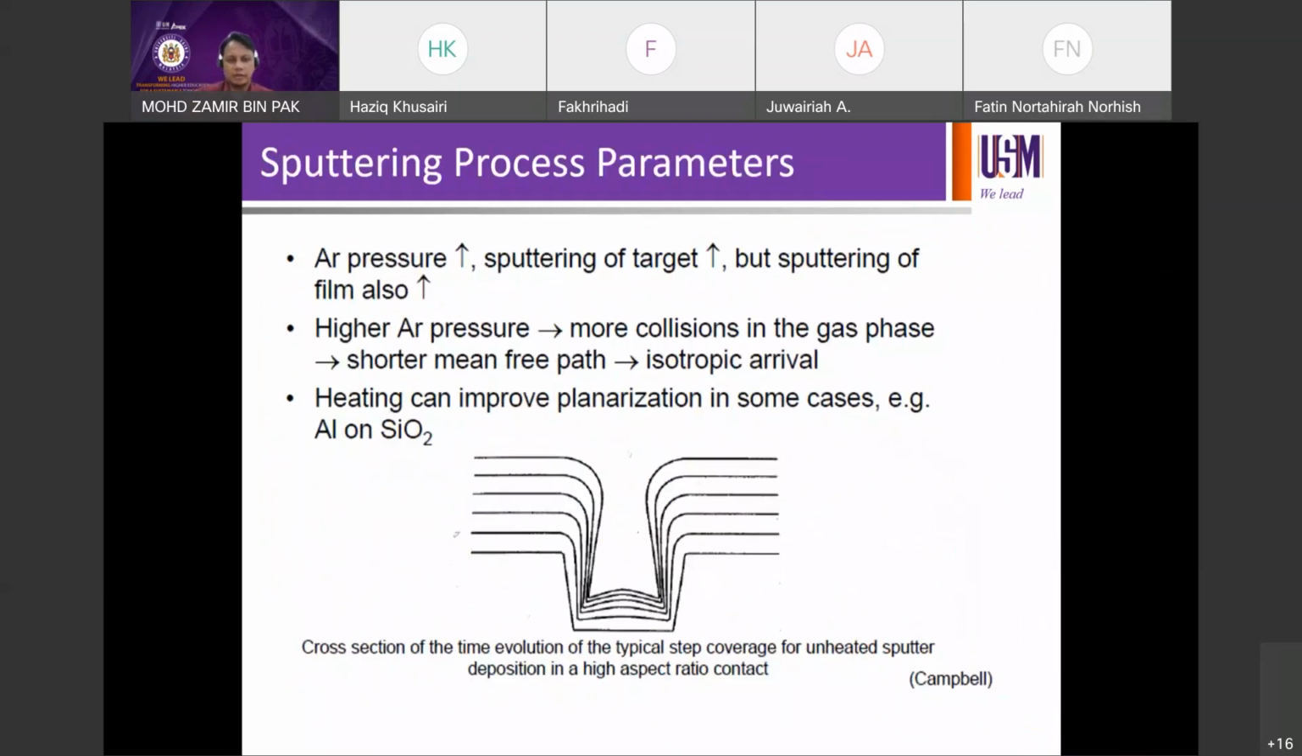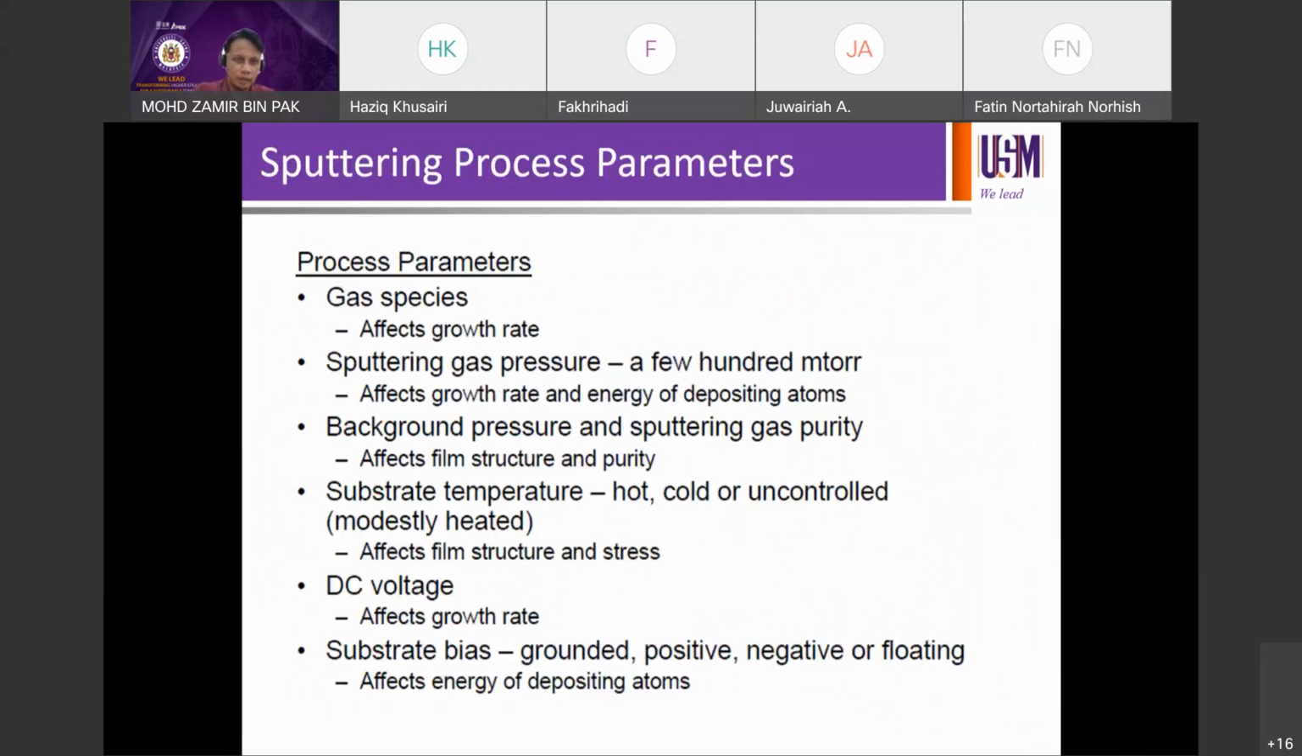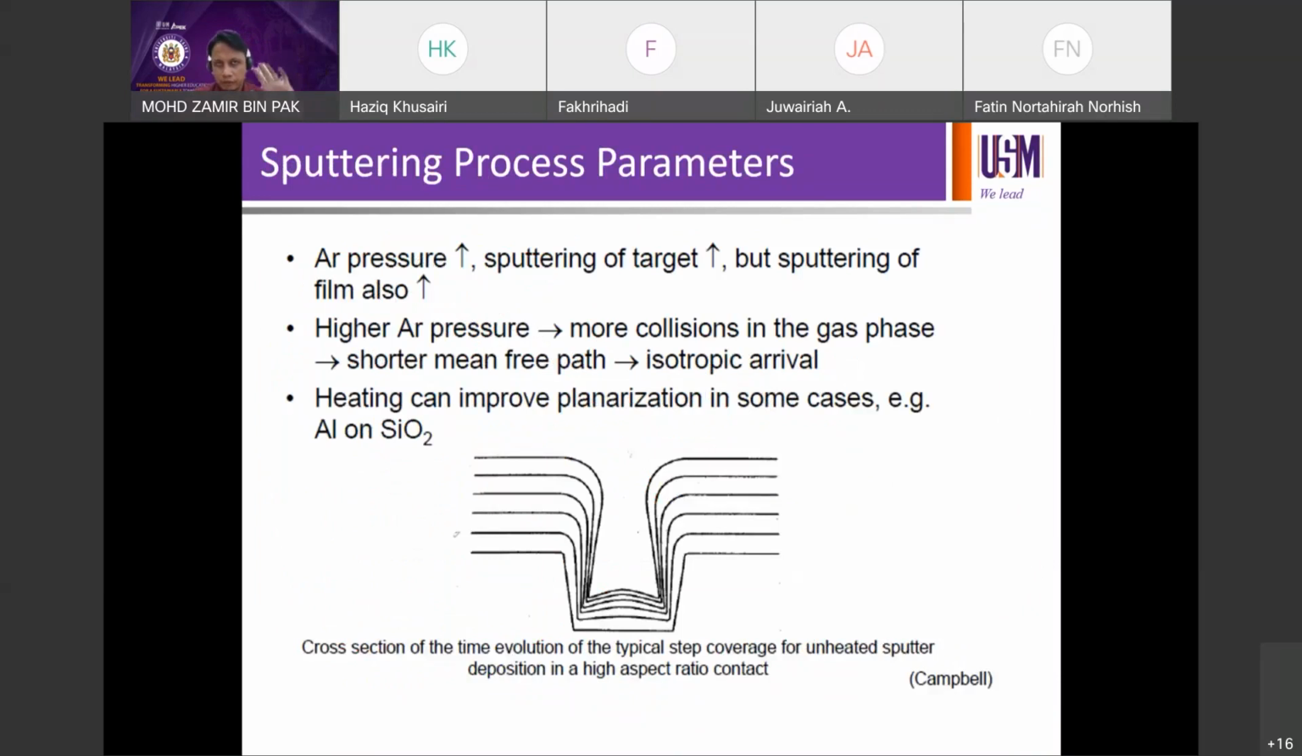Okay, you can actually vary many process parameters during the sputtering. So semuanya you boleh vary ya: bias, voltage, substrate temperature, the pressure, gas, right? So if you vary those, you can create many different sputtering conditions. Okay, so for example, if you increase Ar pressure, your sputtering of the target will increase, sputtering of the film will also increase. For example, you can use negative bias to accelerate ions to the target. Okay, so you can do many things.